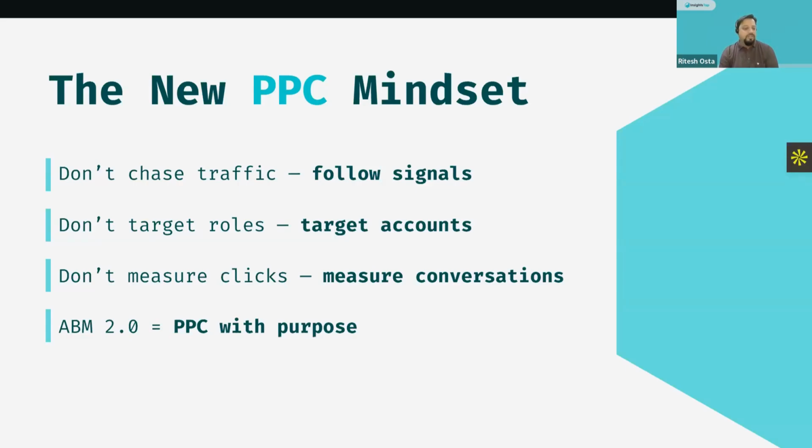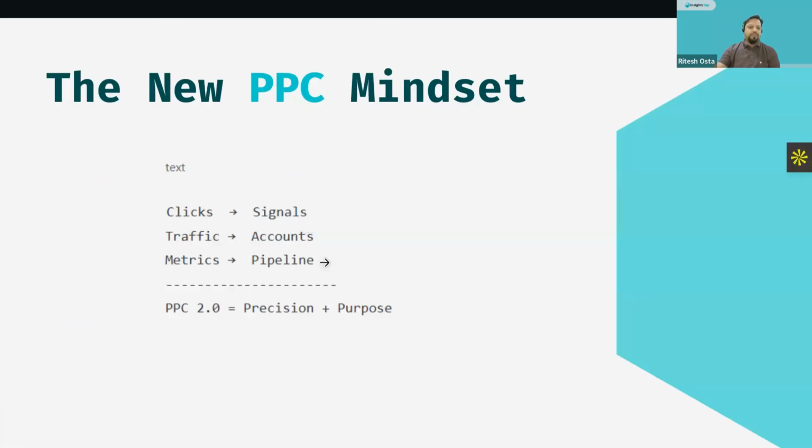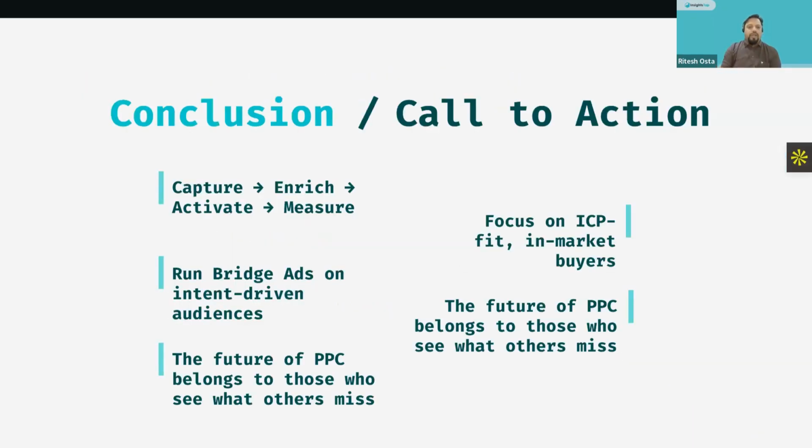And anyway, SEO, content marketing, and traditional search ads are getting beaten left, right, and center thanks to Perplexity, OpenAI, and Gemini. So the traffic is going to go down in the coming days. It's better for you to start rethinking your strategy and shift your mindset based on the new realities: traffic to signals, roles to accounts, and metrics to pipeline. So PPC 2.0 is precision plus purpose. That's what it is.